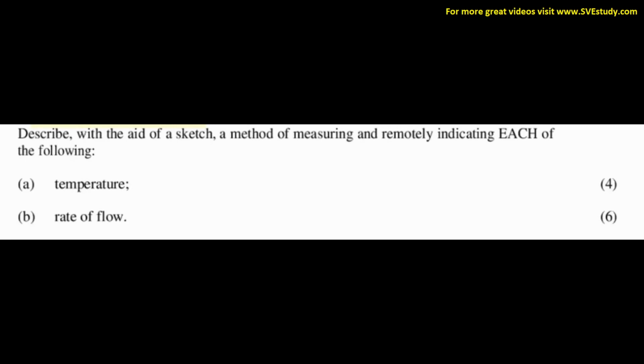Indication. Describe, with the aid of a sketch, a method of measuring and remotely indicating each of the following. A. Temperature. B. Rate of flow.